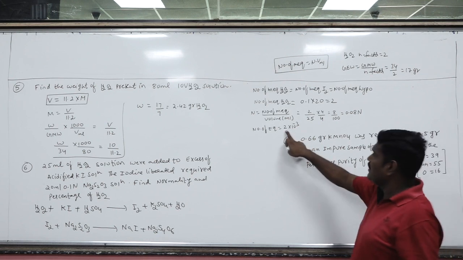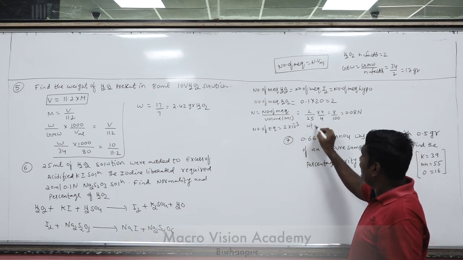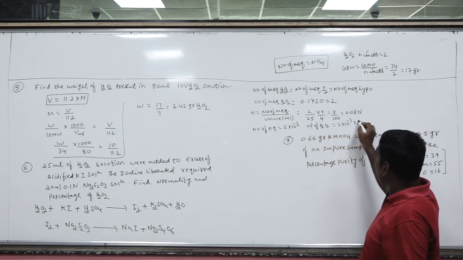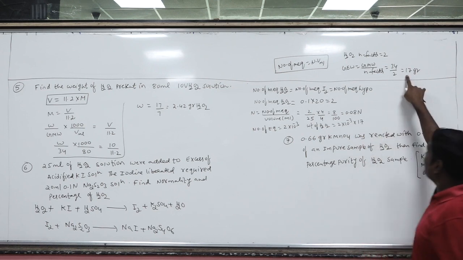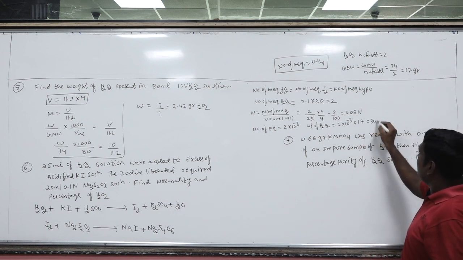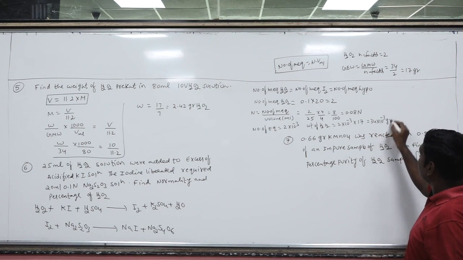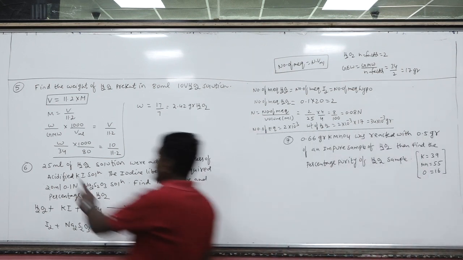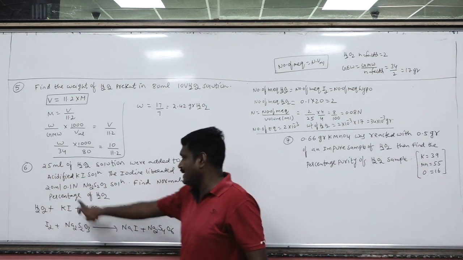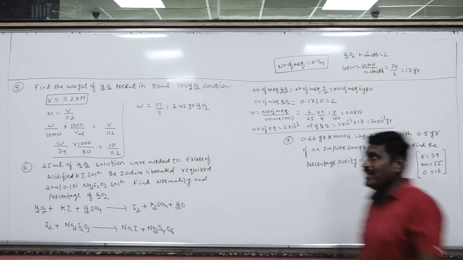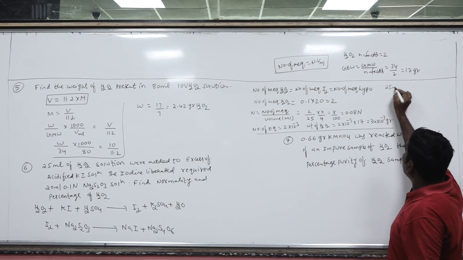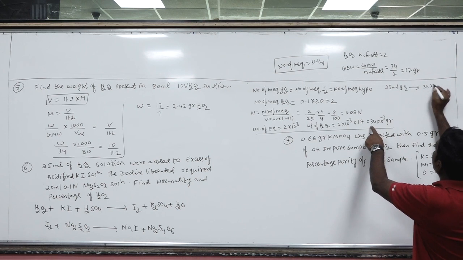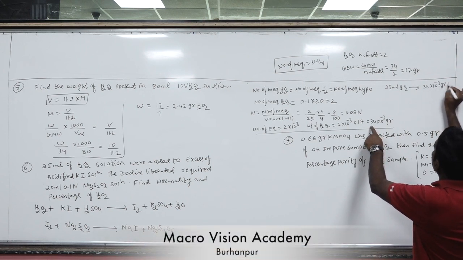How many equivalents are there? 2 into 10 raised to minus 3. So what is the weight of H2O2? Number of equivalents into weight of 1 equivalent. What is the weight of 1 equivalent? 17. So 34 into 10 raised to minus 3 grams. This is the weight of H2O2 present in 25 milliliter of the solution. But the question is percentage of H2O2, that means in 100 ml. That means 25 ml of the solution contains how many grams of H2O2? 34 into 10 raised to minus 3 grams of H2O2.